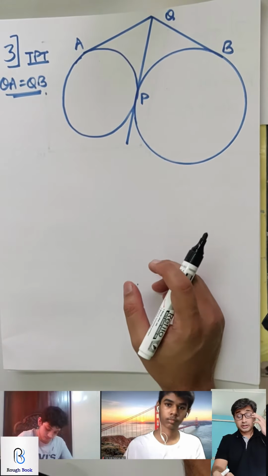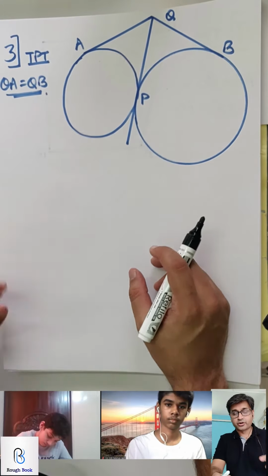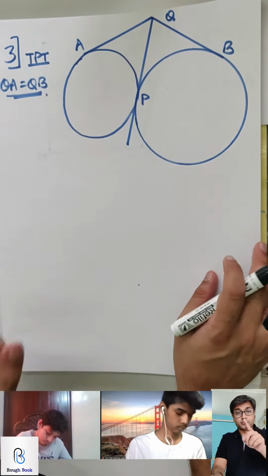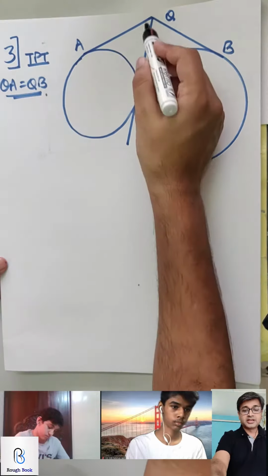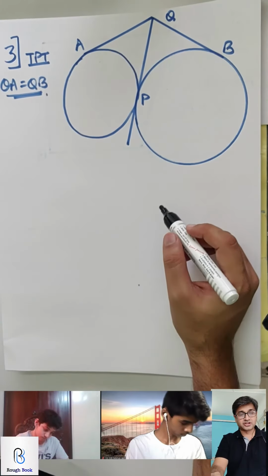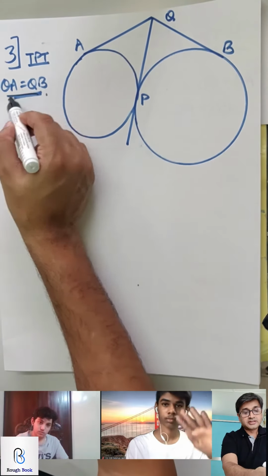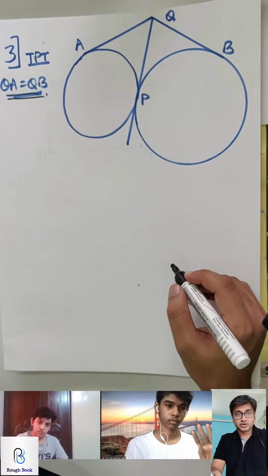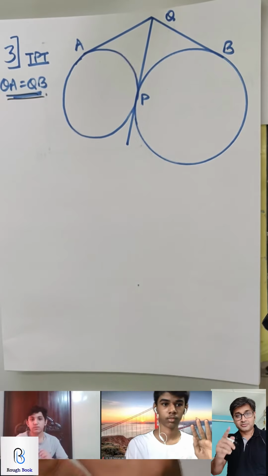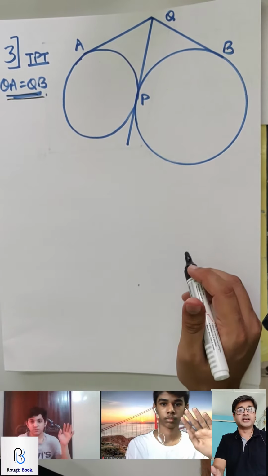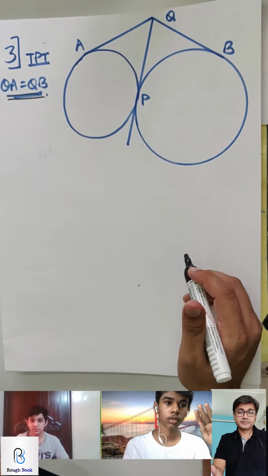Sum number 3. 3 is very simple. Just focus it, and I'm 100% sure most of you all will manage it. They say QA, QP, QB are all tangents. Prove that QA is equal to QB. Come on, pause the video, think about it, and then come back. In the meanwhile, I'll ask these guys if they know it. Yes, Manya, go about it.